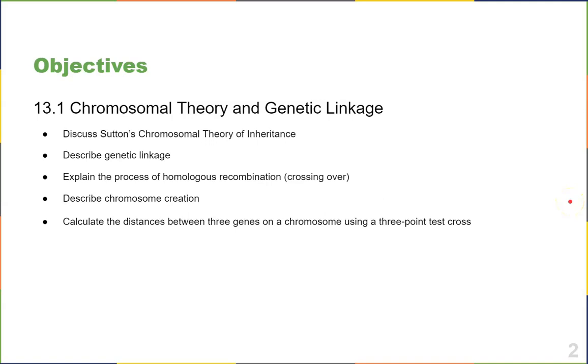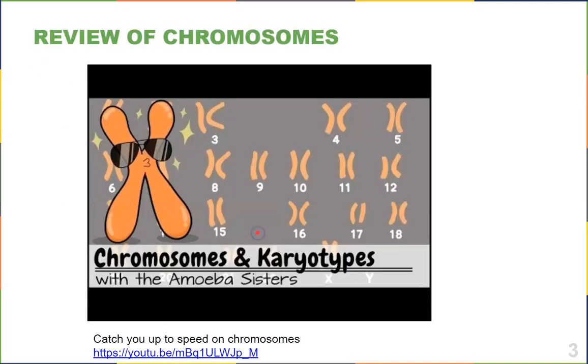These are the objectives for 13.1. There's only 2 sections in this chapter, so it's going to be a short video. So 13.1, we're going to talk about the chromosomal theory of inheritance. We'll talk about genetic linkage. We'll explain the process of homologous recombination, which you probably know as crossing over. We'll describe chromosome creation and calculate the distances between genes on a chromosome.